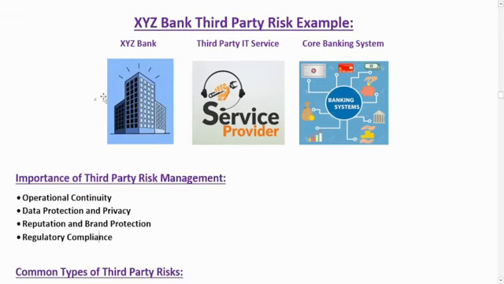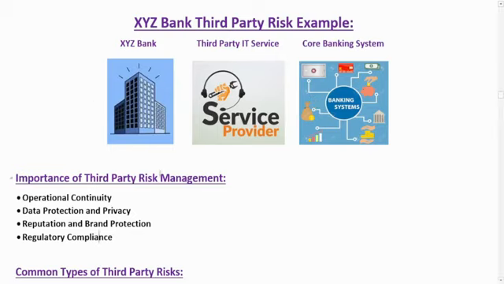Let's understand third party risk management with the help of an example. Suppose there is a bank, a financial institution named XYZ Bank. We all know that banks rely on a third party IT services provider to manage their core banking system, and we assume the same in our case, that XYZ Bank relies on a third party IT services provider to manage its core banking system. That includes customer data, transaction processing, and the digital banking platform as well. Because the third party IT services provider has access to XYZ Bank's crucial data, it is very important for XYZ Bank to manage all the possible third party related risk.